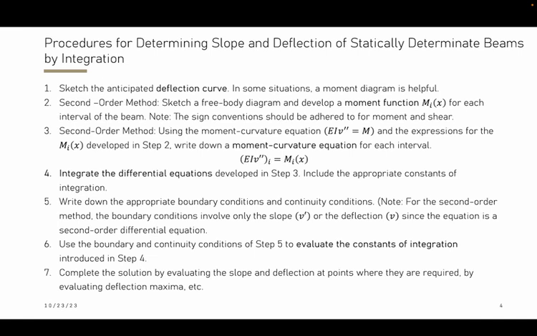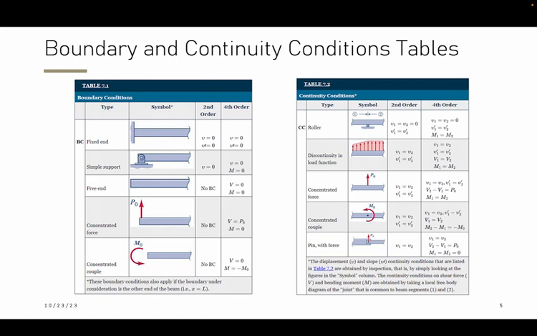There are a couple of steps listed for the procedure for determining the slope and deflection of statically determinate beams using integration. These are the same steps that we used to evaluate the beam deflection relationship in our initial setup. They are just written out to be a little more stepwise descriptive in terms of what we do with the flexural rigidity in our beam deflection. EI times V double prime is equal to M, and then leading to the integration, which gives us our slope and deflection equations.